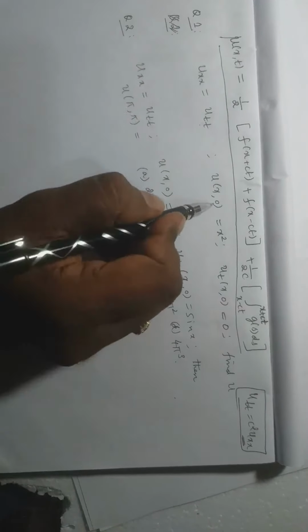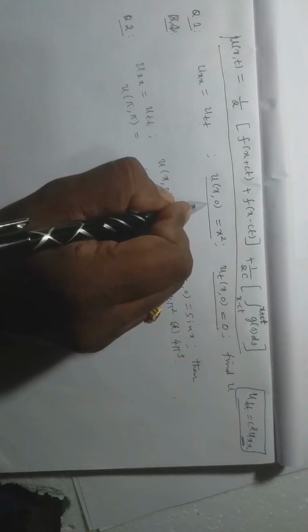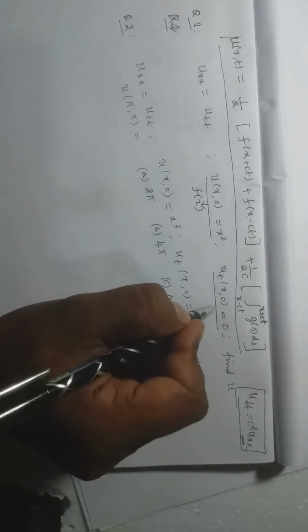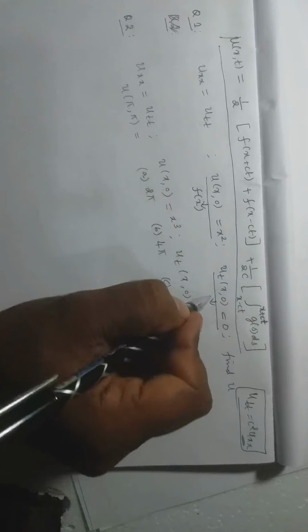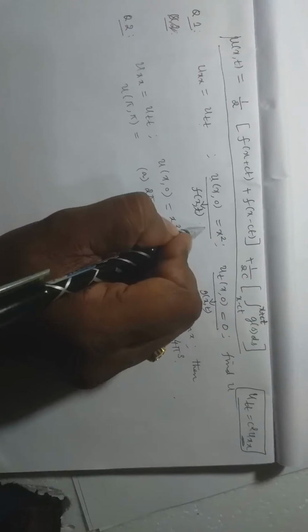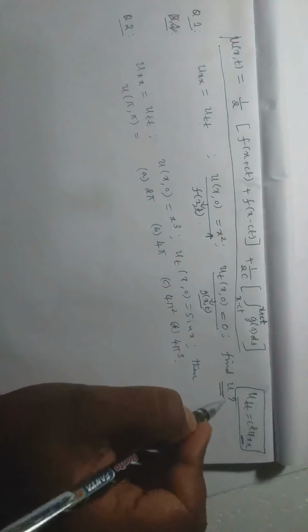So the first problem is u_xx equals u_tt with some initial conditions. What else is given: u of x comma 0, without derivative, say it is f of x, and the derivative u_t of x comma 0 is g of x. Is it clear? The first condition is nothing but f, and the second condition is g. So I want f and g. Now I want to find what is the solution for this.